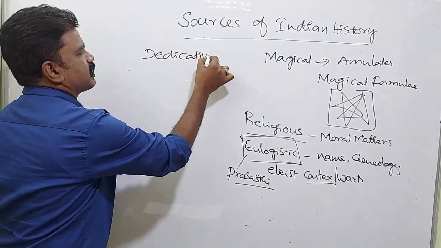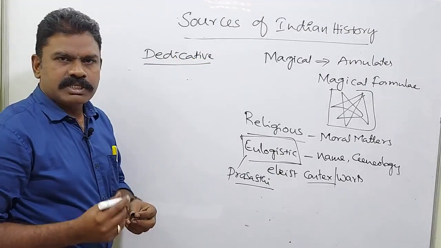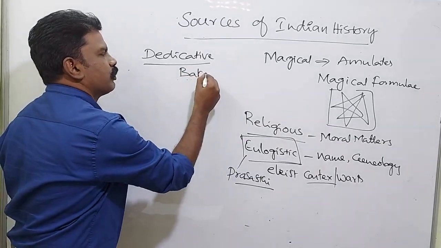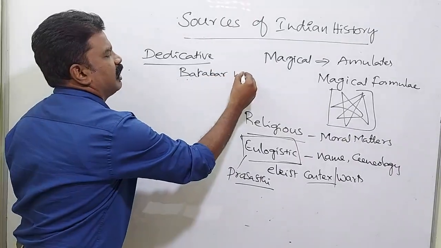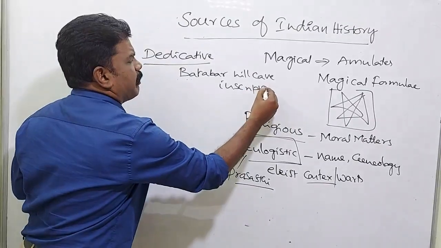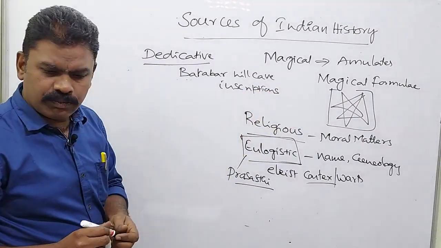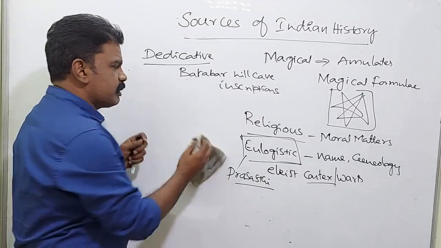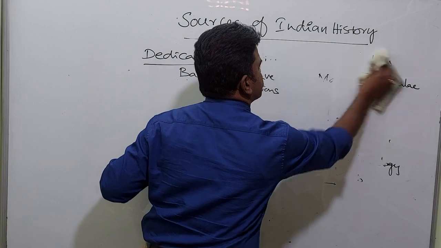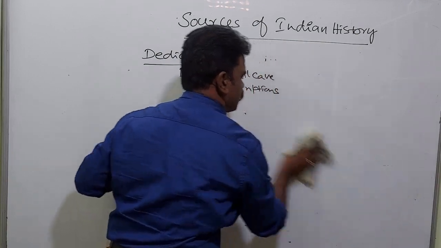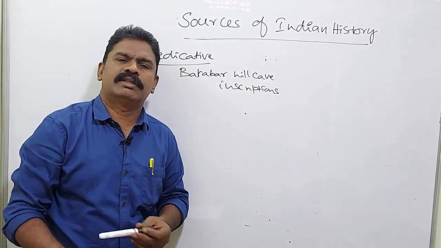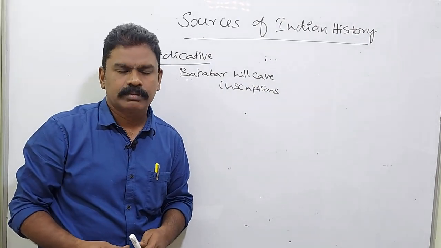After this, dedicative inscriptions. Some inscriptions are dedicated. For example, the Barabar Hill Caves inscriptions. These Barabar Hill Cave inscriptions speak about donations to Buddhism by Ashoka and also Dasaratha. Ashoka donated these caves to the Buddhist monks, and in a later period Dasaratha also dedicated these inscriptions to the Buddhist monks.